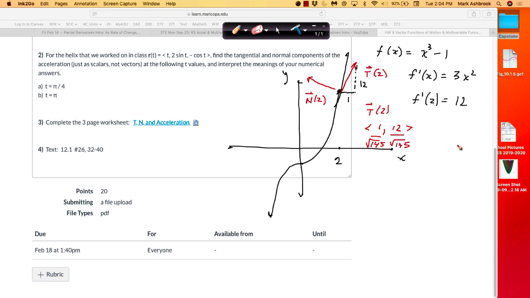So we used the derivative and got the ratio of y change to x change, 12 to 1. We made it into a unit vector, so that's T2. For this example, we have x cubed minus 1. Now what about N2? We definitely don't want to find the derivative of T and then normalize that to get N. Rather, we want to use what we know about T to find N. So what can we do?